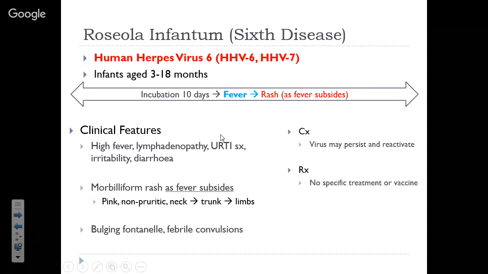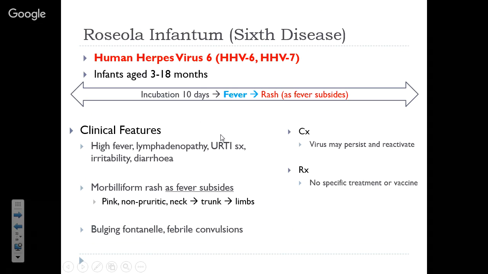So roseola infantum, which is sixth disease, is most commonly caused by human herpes virus 6, so HHV6, or HHV7 in some cases. Commonly affecting the younger kids, so infants around 3 to 18 months. Generally, the incubation period will be about a week or 10 days. Then they'll get a fever, and as we described before, once the fever resolves, the rash will then appear. So very important to remember that clinical story.